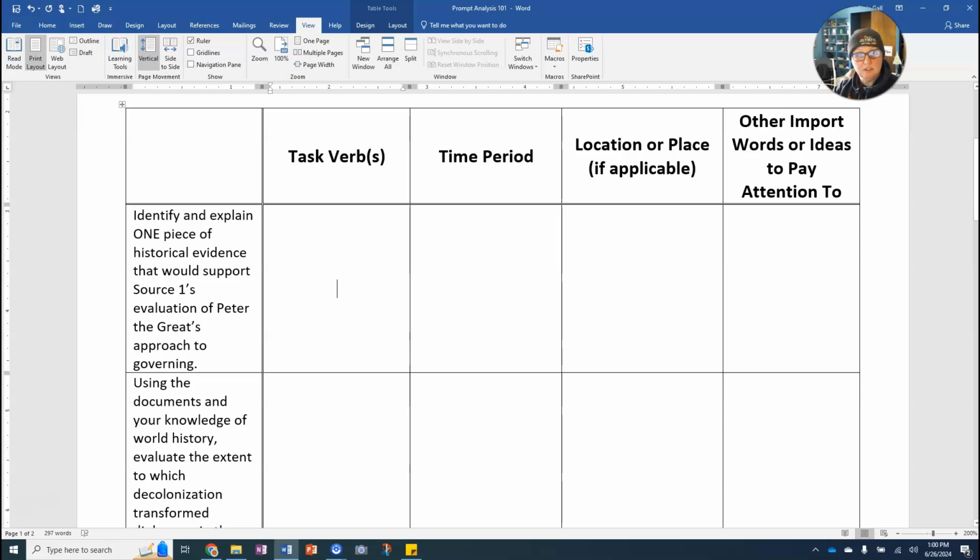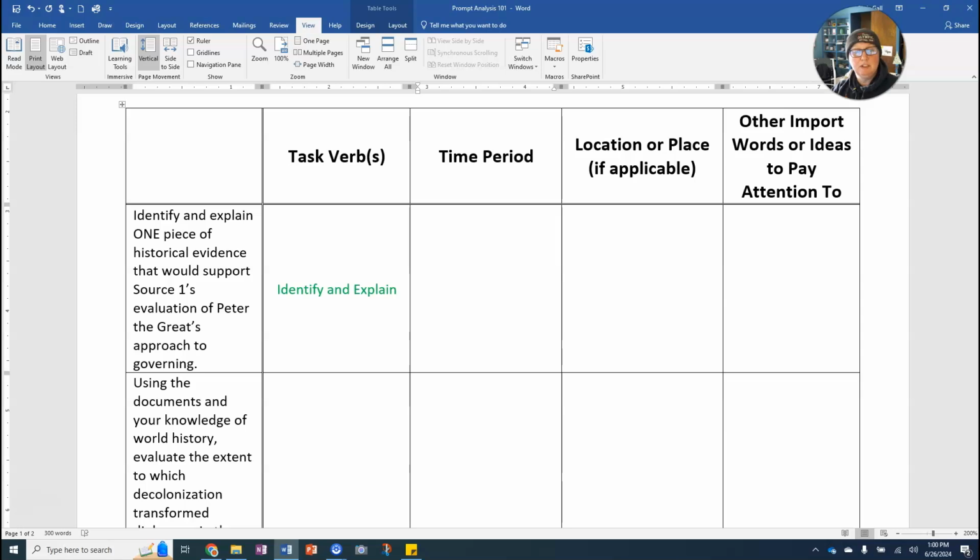So let's start with this. Our task verbs, those are the easiest ones. Our first writing prompt here: identify and explain one piece of historical evidence that would support source 1's evaluation of Peter the Great's approach to governing. All right, so that's our prompt. First of all, our task verbs, that's pretty easy. That's just identify and explain. So those are the 2 things I have to do.